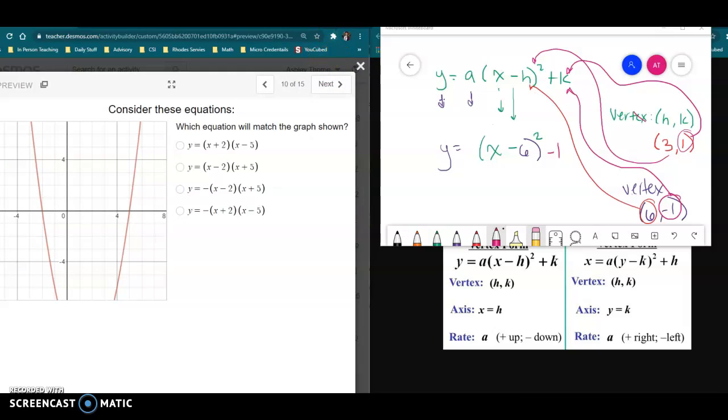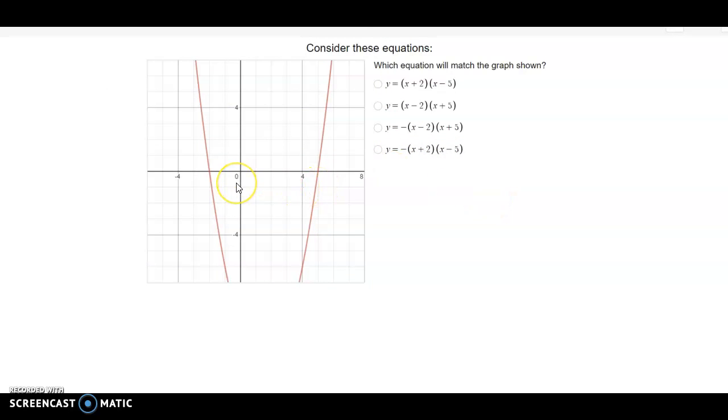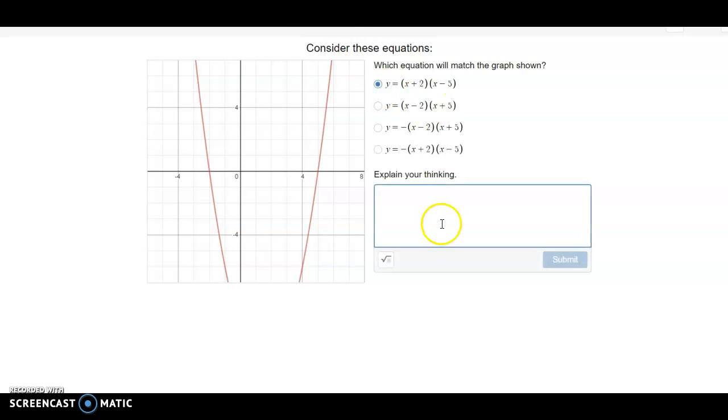Which equation shows the graph? So let me make this super large. Let's see. I know that on this side I'm 2 away from the 0, right? So maybe it's a positive 2. And then on this side it's going to be 5 away. So I know I'm dealing with 2 and 5, a positive 2 and a negative 5. So it's either going to be one of these. Well, the difference between them is one is concave up and one is concave down. As you can see, it's concave up because the 2 ends go further away from each other. So it's going to be the first one up here.